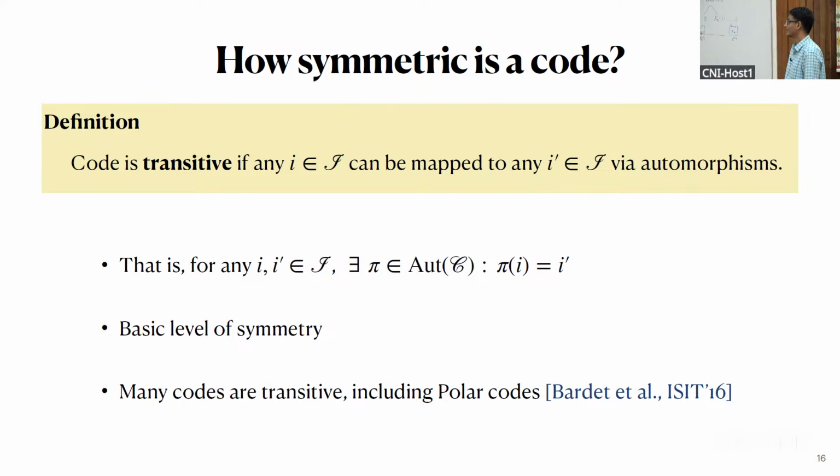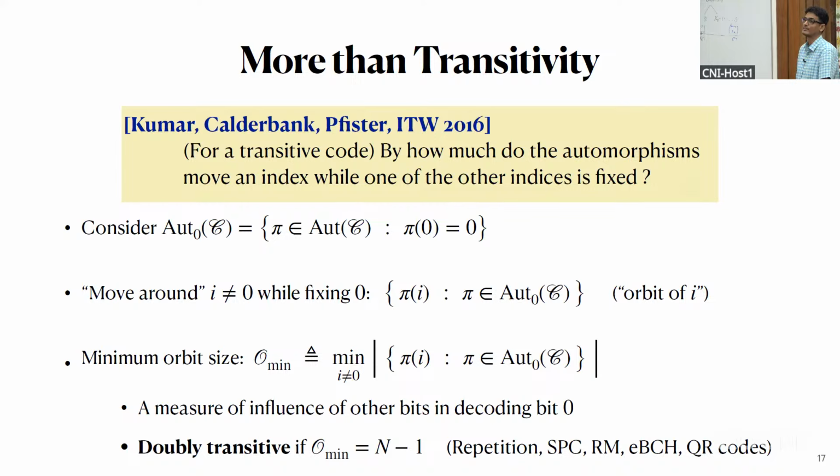But beyond that, this doesn't guarantee anything. So if a code is transitive, it doesn't mean that it has a very good distance or that it is close to capacity achieving. It doesn't mean anything in terms of performance. So you need a little bit more than transitivity to guarantee something. And this is the result that we latched on to, and we try to construct codes which meet these guarantees.